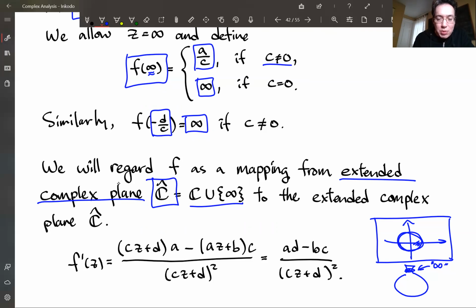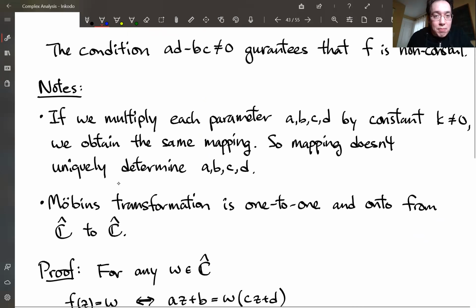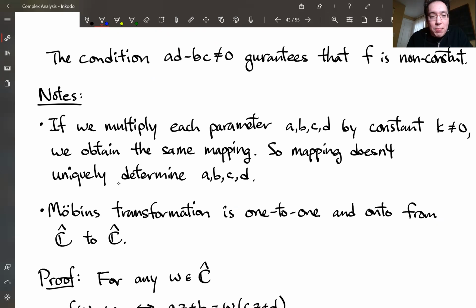Okay, so we can take the derivative of this. Using the quotient rule, we get (ad minus bc) over (cz plus d) squared. Notice that ad minus bc appears in the numerator. So as long as this is not equal to 0, you have a non-zero derivative, so you have a conformal map. The condition guarantees that f is not constant. I've already said that.